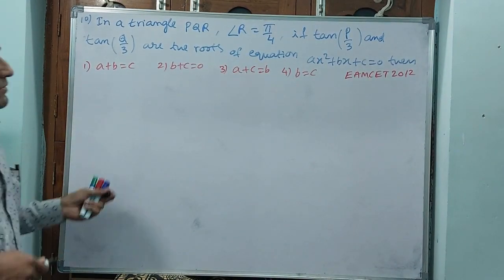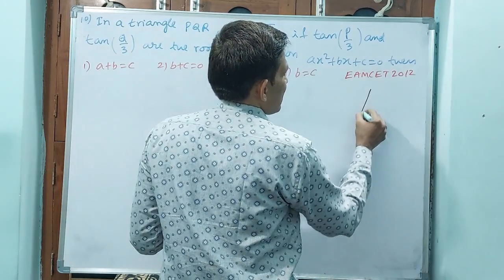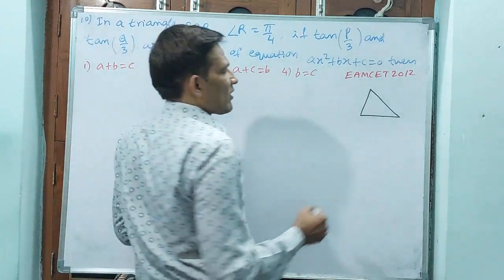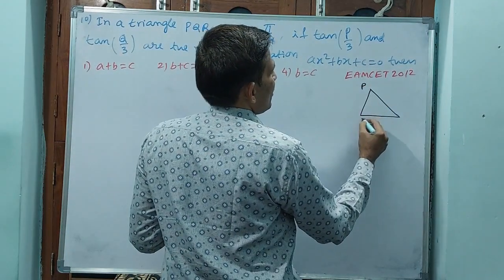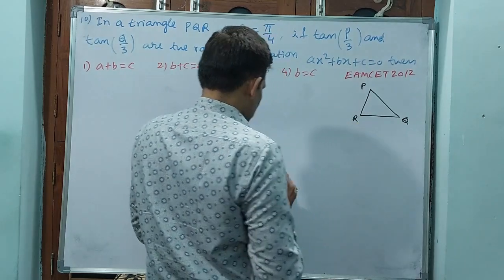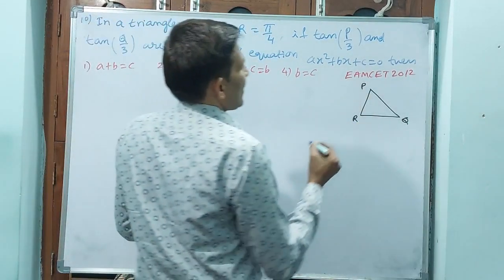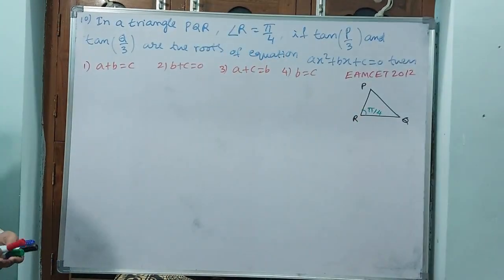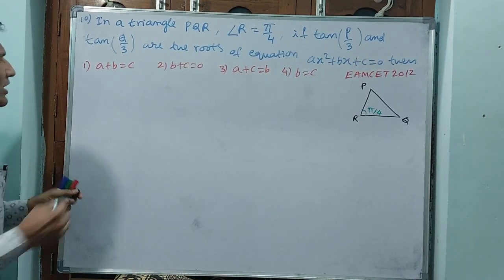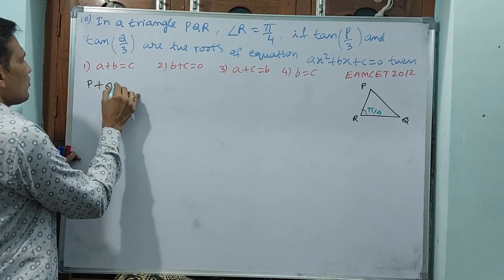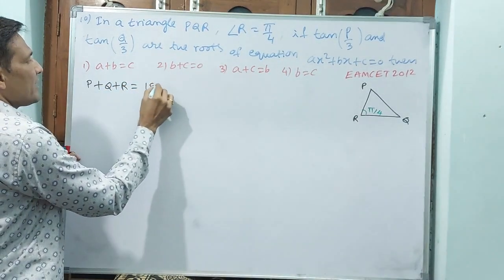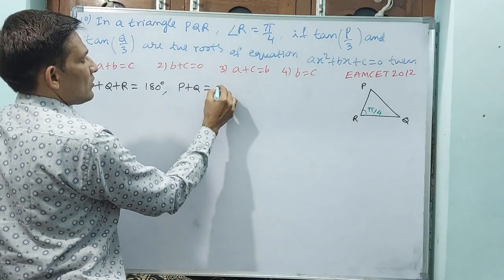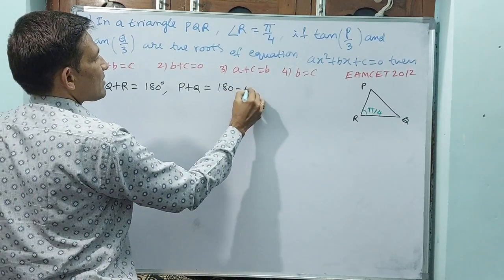Now see what I am doing. I am drawing one figure first, because triangle means you have to understand something. See, this triangle may be equilateral, isosceles or scalene, whatever it may be. PQR means P, Q and R is there. Now here only R is 45 degree, pi by 4. Now tell me what is the sum of the angles of the triangle? 180 degree. P plus Q plus R is equal to 180 degree, and R already they have given. That means P plus Q is equal to 180 degree minus 45 degree.